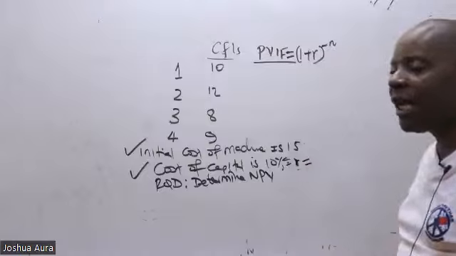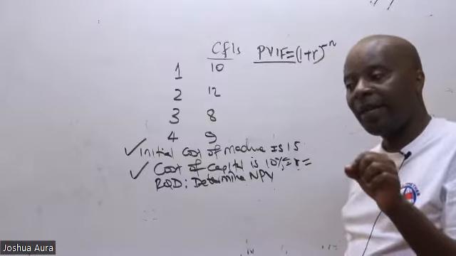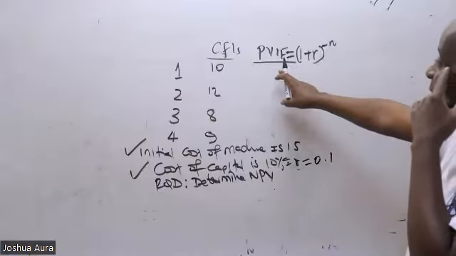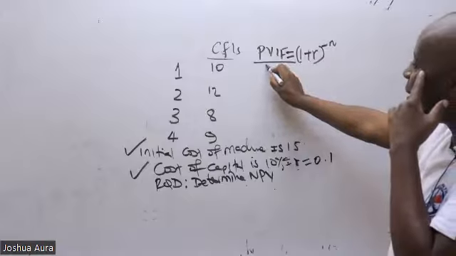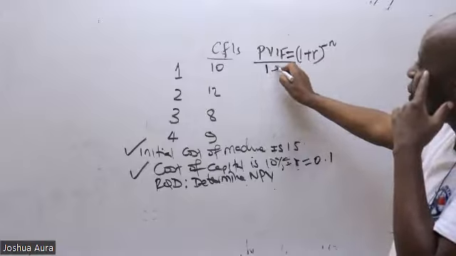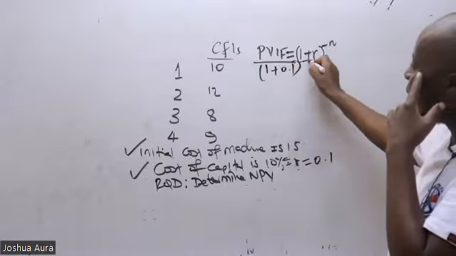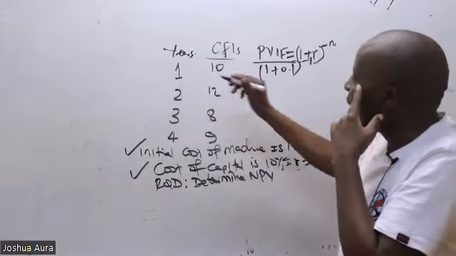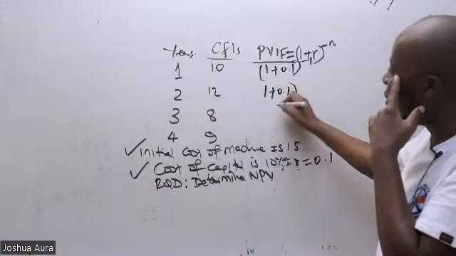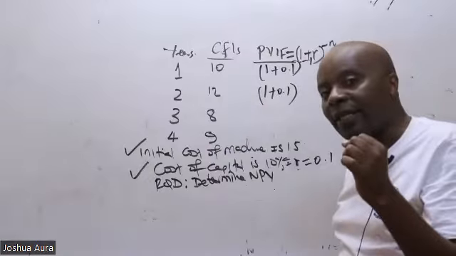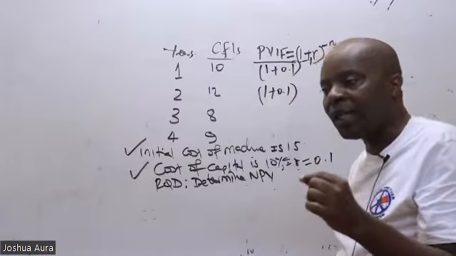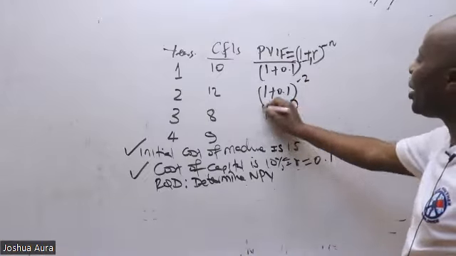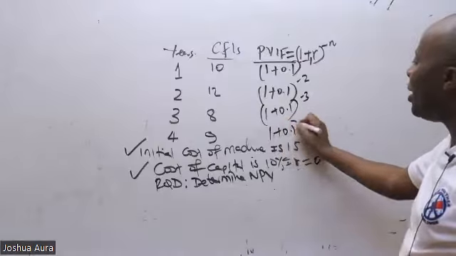And you see 10% is the same as 0.1. So when I come here getting PV, ladies and gentlemen, I'll write 1 plus 0.1 raised to negative 1, because n is the time period. These are the years. Then I go to the second one and say 1 plus 0.1, because the cost of capital does not keep on fluctuating, raised to negative 2. Then 1 plus 0.1 raised to negative 3. And 1 plus 0.1 raised to negative 4.